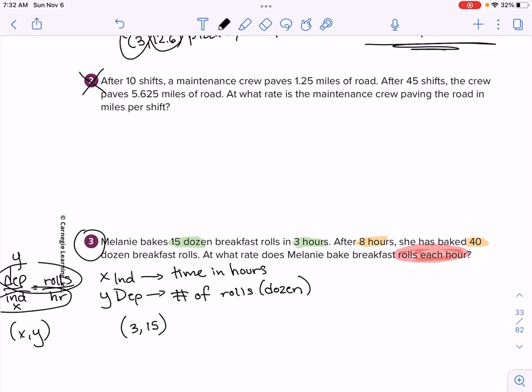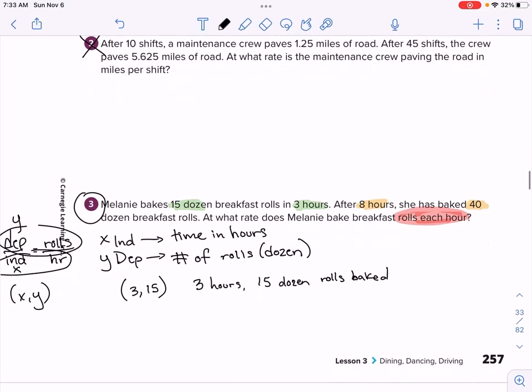So this is represented as 3 hours, comma, 15 dozen rolls baked. I could have written that a lot better, but we'll just keep it like that. And then the second thing we're going to put is what I have in orange in terms of time: 8 hours, 40 rolls baked. Or sorry, 40 dozen rolls baked.